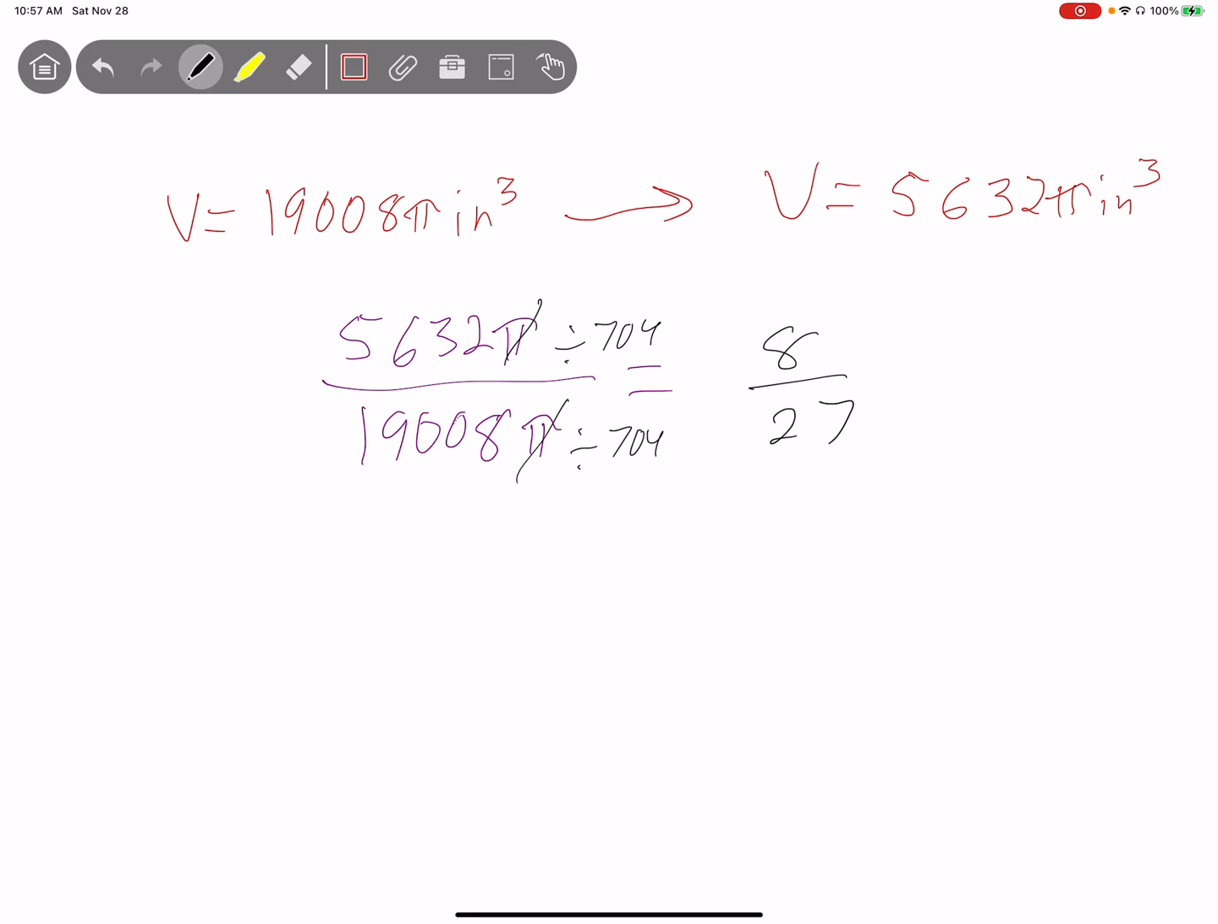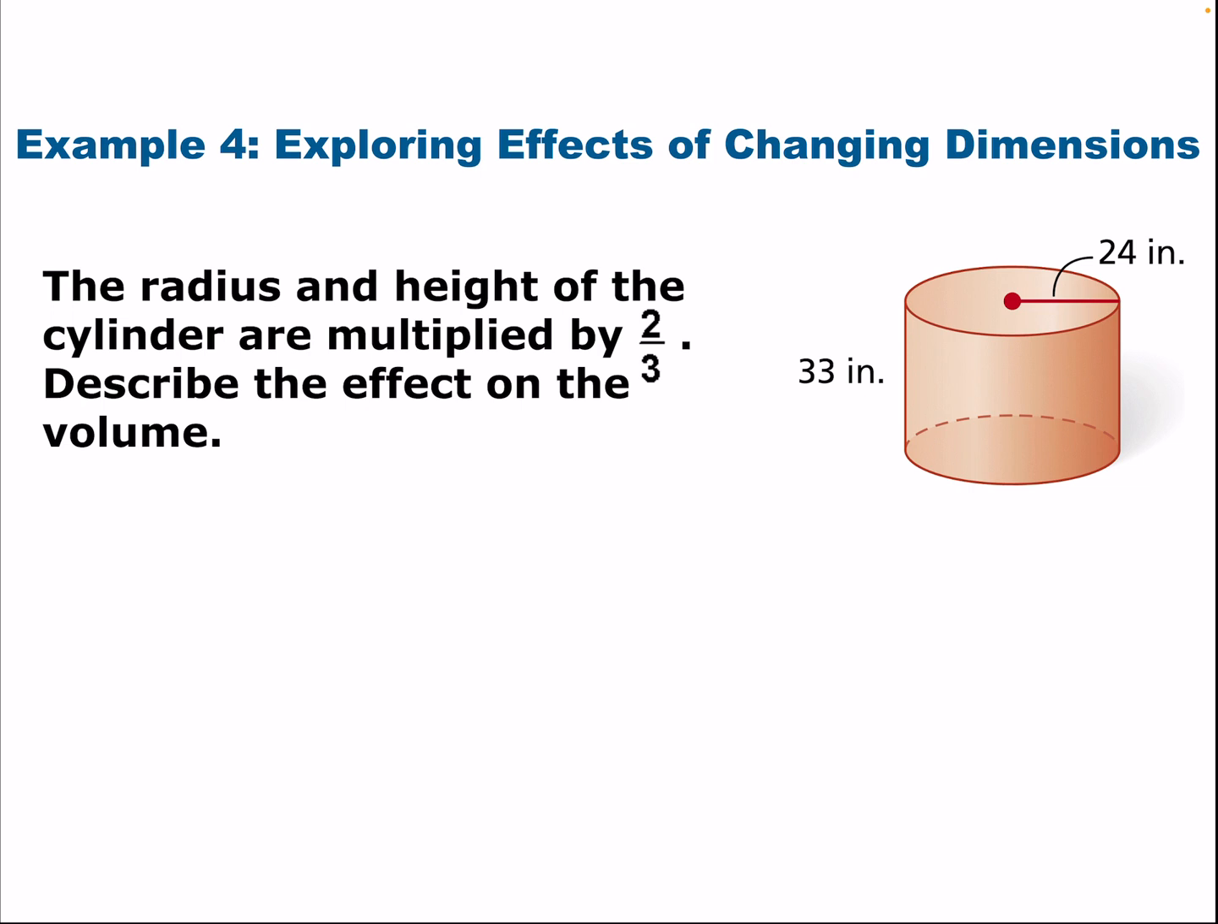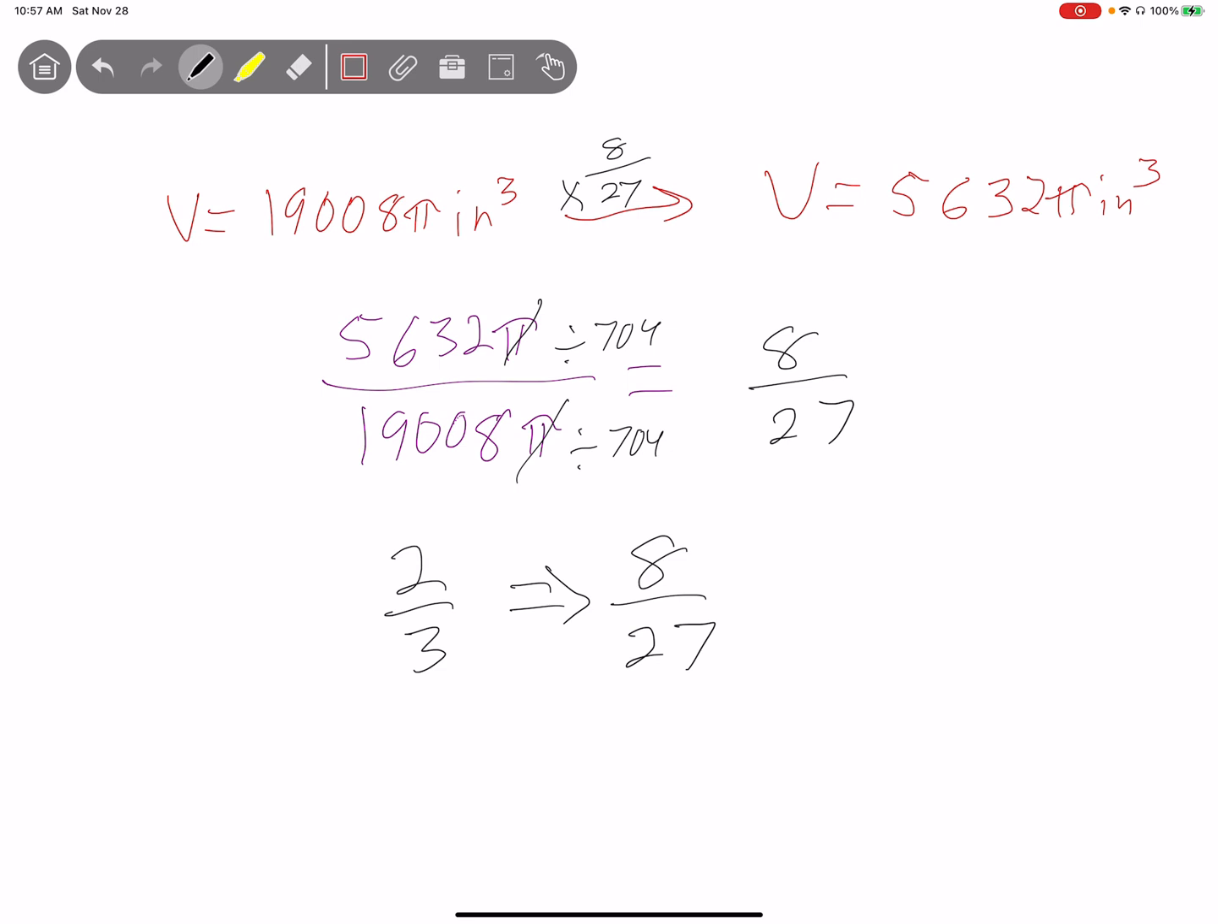So that is my ratio. That is what I would have to multiply 19,008 pi by to get 5,632 pi. How did I go from 2/3? Because remember, in the beginning of this, I went from 2/3 of the height and the radius, and that fraction turned into 8 over 27.